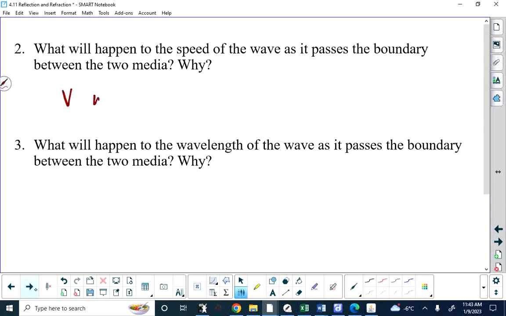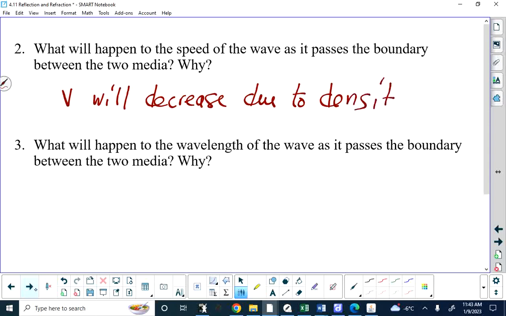So the speed will decrease due to the density. Now I have to warn you about something here. This statement is true for transverse waves in liquids and gases, but when it comes to solid materials, it gets more complicated. So if you go on and get a degree in physics, you'll be told otherwise in certain circumstances.